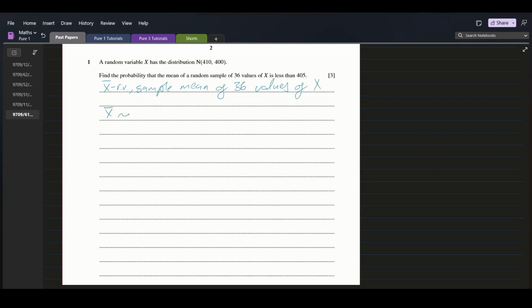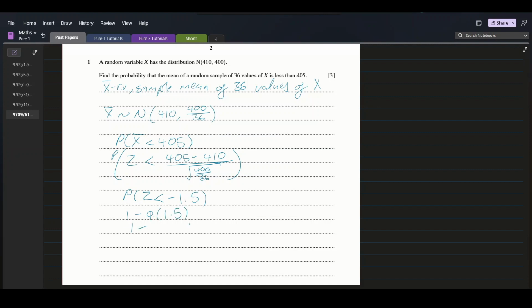So this means that x bar follows a normal distribution with mean 410 and variance 400 over n, which is 36. And we want to find the probability that x bar is less than 405. So let's standardize that: z is less than 405 minus 410, all over the square root of 400 over 36. Let's plug this into a calculator. That's 405 minus 410 over the square root of 400 over 36, and that gives us negative 1.5. So this is 1 minus phi of 1.5.